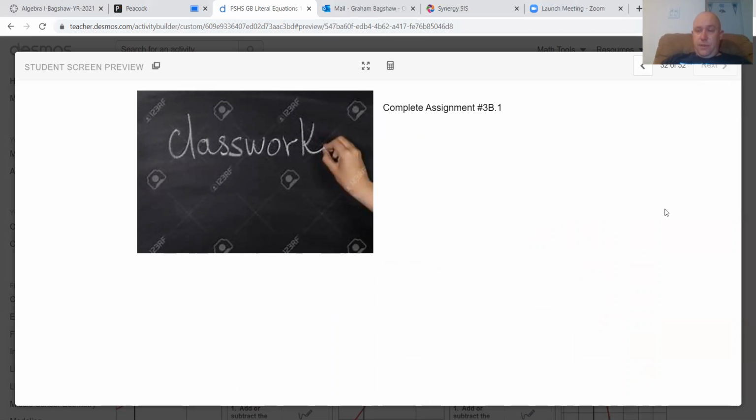That concludes this first lesson on literal equations. Go find the assignment in Canvas and go and practice a few of those questions there.